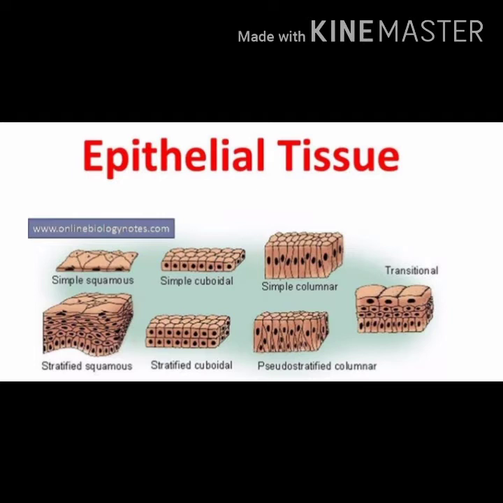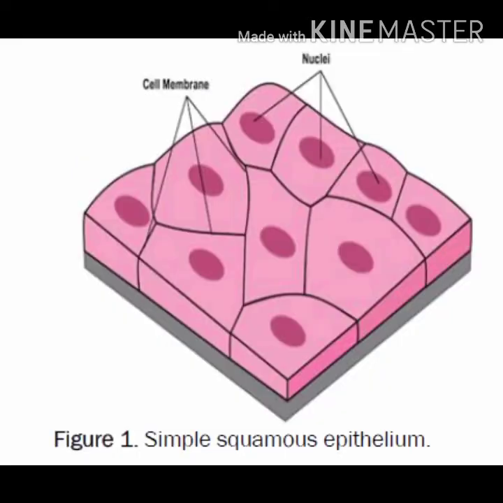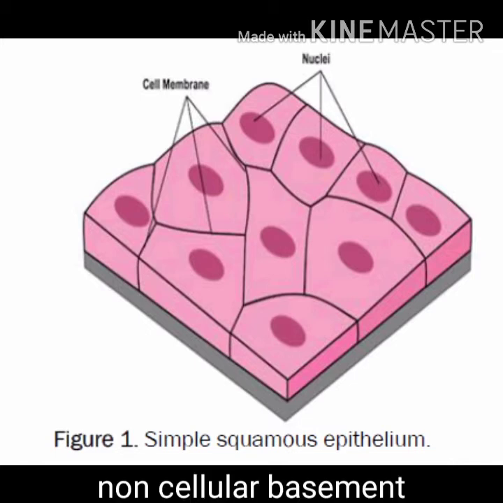Then, based on the shape and functions of the cells and also the location of this epithelial tissue, the following major types are classified. The first one is squamous epithelium. Here, the cells are very thin and flattened with a centrally placed nucleus. Thin cells, flat cells with a centrally placed nucleus. The cells are arranged in a number of layers. The lowermost layer of cells rests on a non-cellular basement membrane.